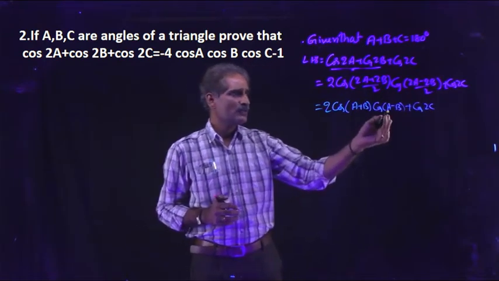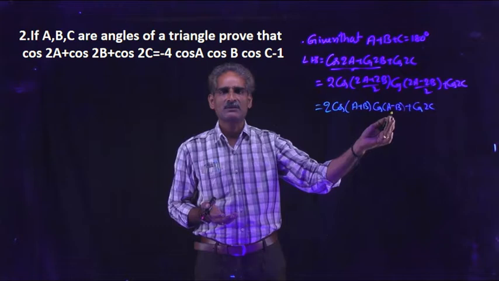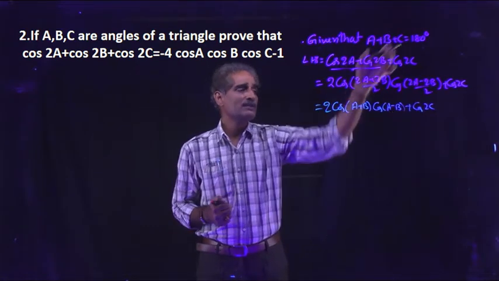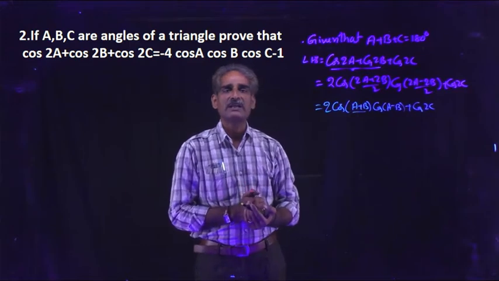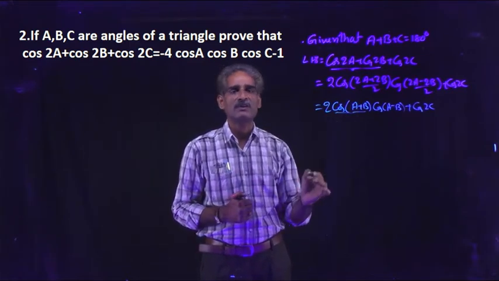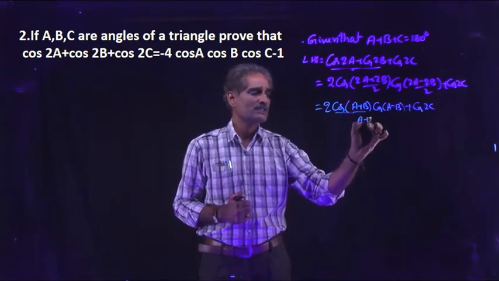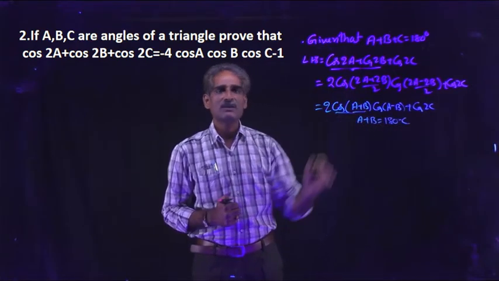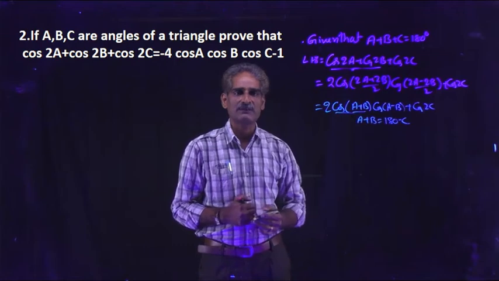Here we can't find A minus B, because only A plus B plus C equals 180 is given. With the help of this, try to change this angle and find the whole function value. A plus B plus C is equal to 180, so A plus B is equal to 180 minus C. Cos (A plus B), just apply cos on both sides.